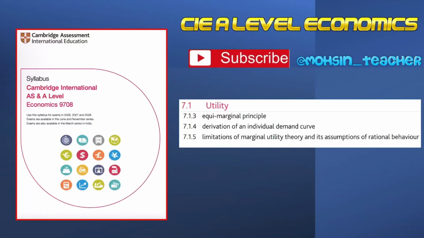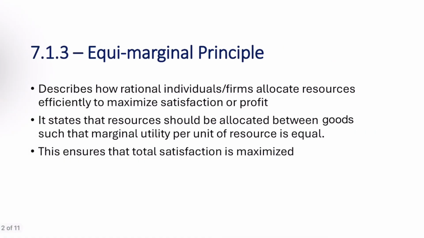In this CIE A Level Economics video, we'll be going through utility, specifically 7.1.3, the Equi-Marginal principle, 7.1.4, the derivation of an individual demand curve, and 7.1.5, the limitations of marginal utility theory and its assumptions of rational behavior. To get us started, what is the Equi-Marginal principle?